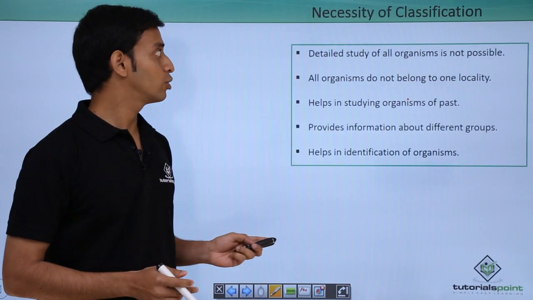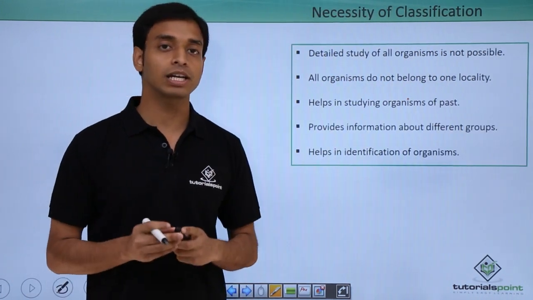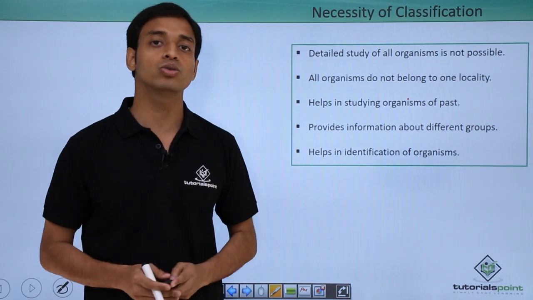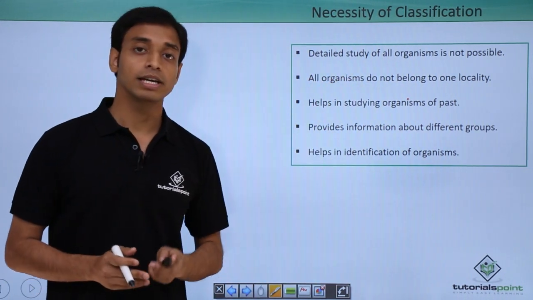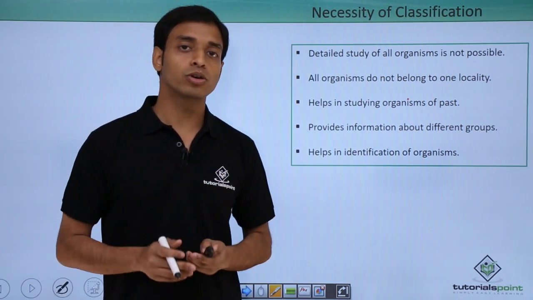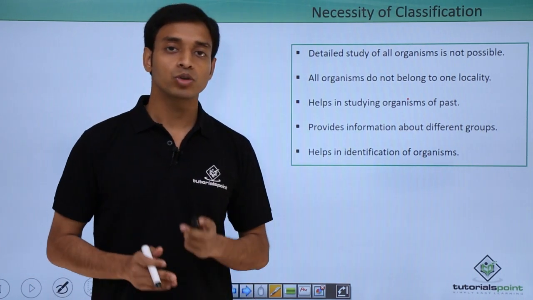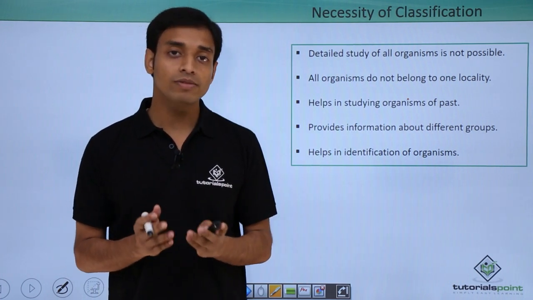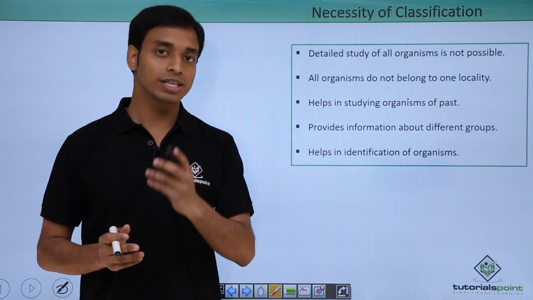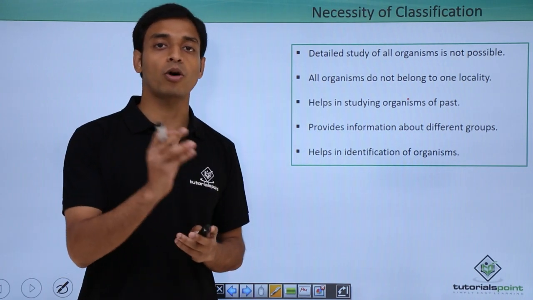Now let us try to look into the necessity of biological classification, or why do we need to classify. First of all, a detailed study of organisms is not possible. It has been reported there are about 1.7 to 1.8 million organisms on our planet. Now, how can we study such a vast number? So, this can only be possible if we group organisms.